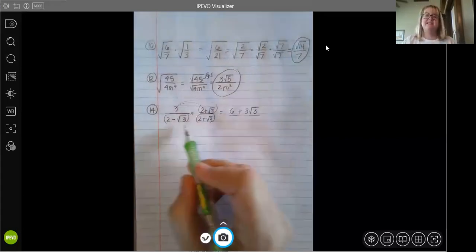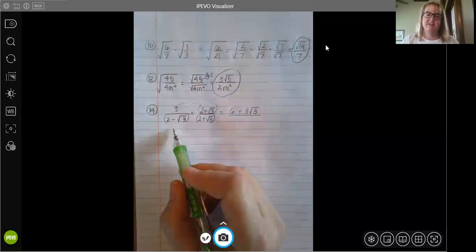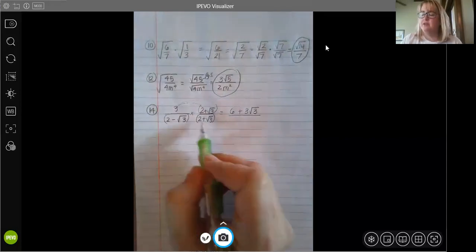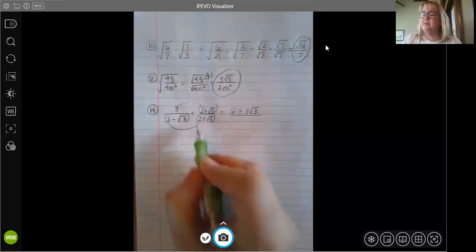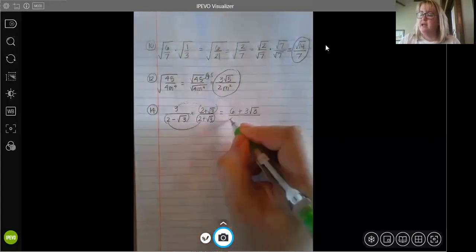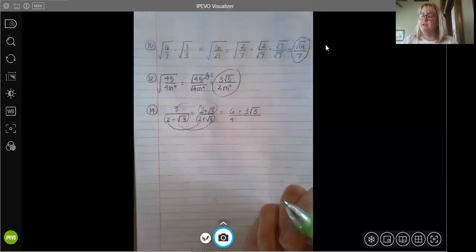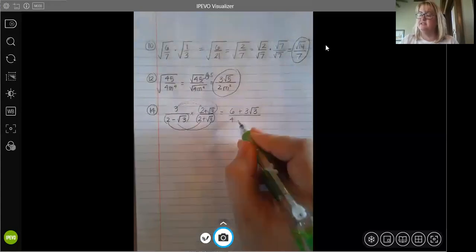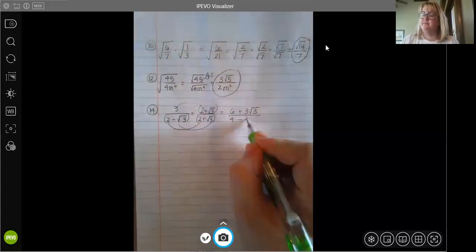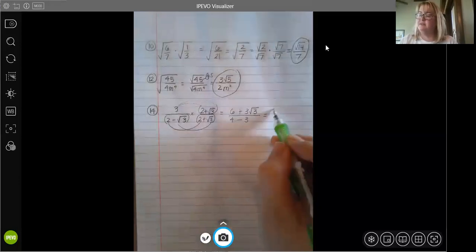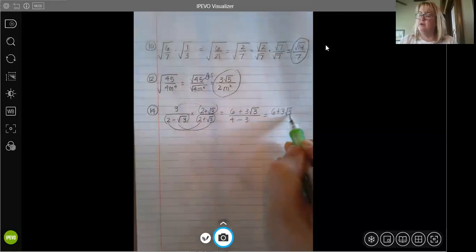All right, this, we'll get to the y's later, but because of how we've got this written, we can multiply 2 times 2, which is 4, and then negative square root of 3 times positive square root of 3 is minus, and the square root of 3 times the square root of 3 is 3. So simplifying further, this is 6 plus 3 times the square root of 3 over 1, which is 6 plus 3 times the square root of 3.